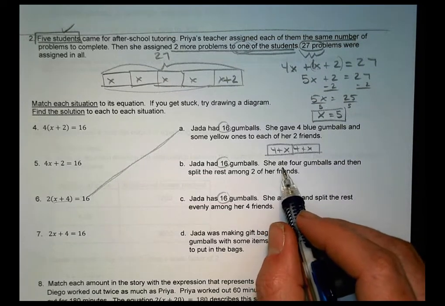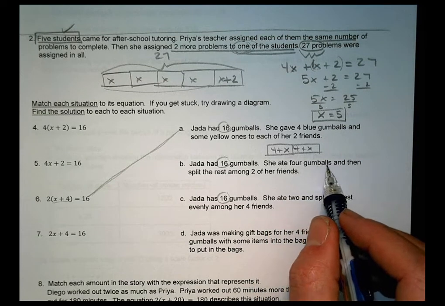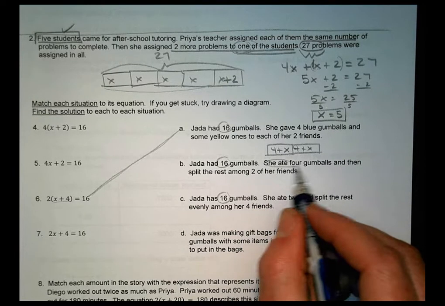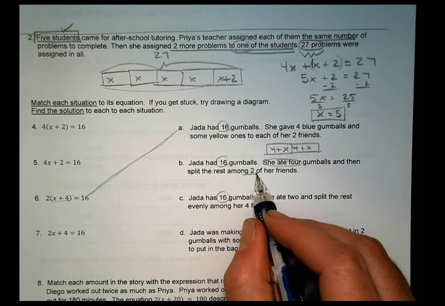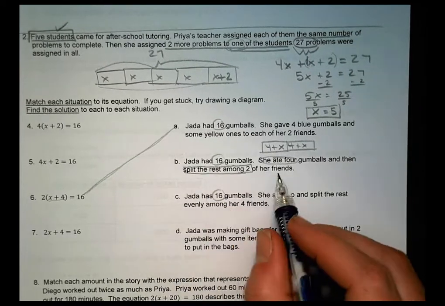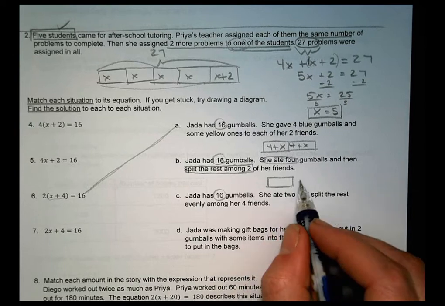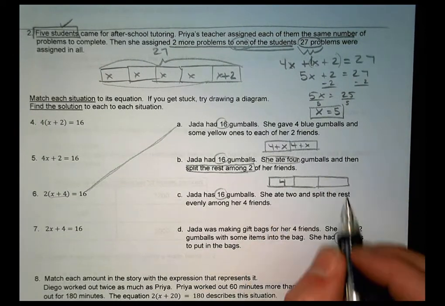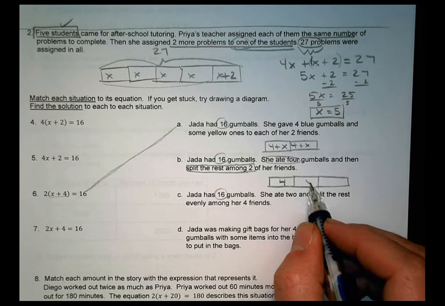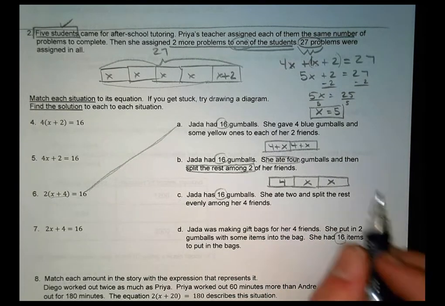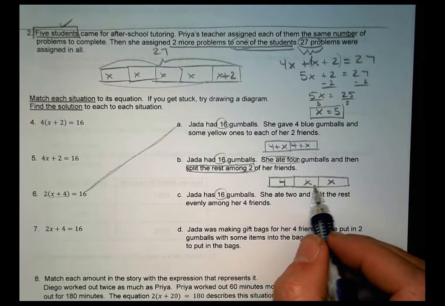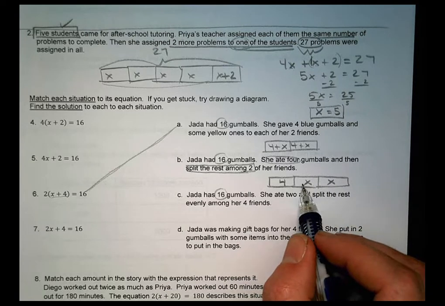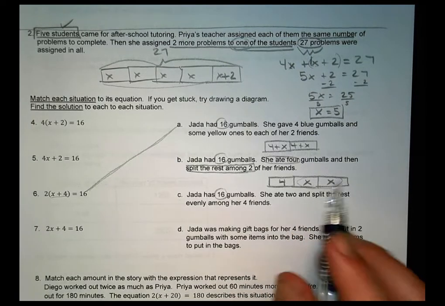The next one says, she ate 4 gumballs and then split the rest among her friends. So what do we know? She ate 4 and she split the rest among her 2 friends. So we're going to have 3 squares this time. One for her, which was 4. And the friends each got what? Whatever was left, but the same amount. So we have 4 and we have an x and an x. Now I don't see 4 plus x, but this is the same as 2 groups of x. So keep that in mind.